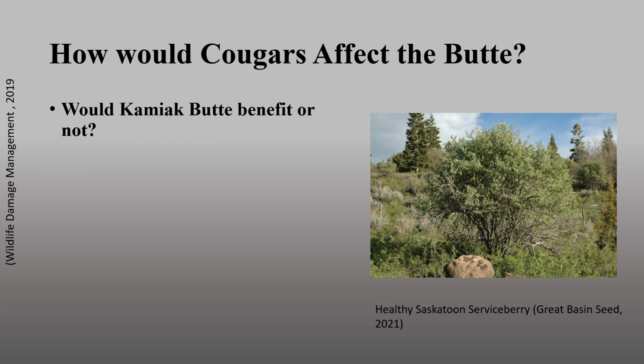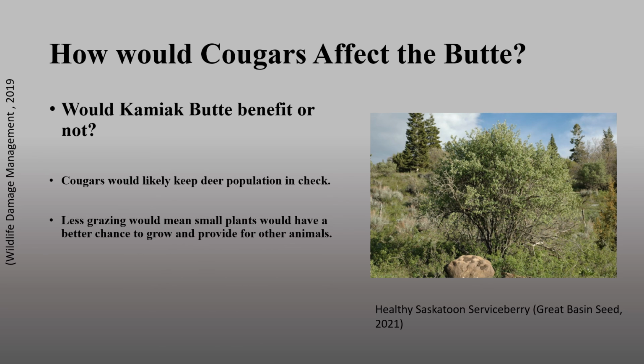So would Kamiak Butte's ecosystem benefit from cougars living there or not? I believe that in summary, yes, it would. This is mainly due to the cougar's ability to keep deer populations at a healthy level. By doing this, many small trees and shrubs, such as the Saskatoon serviceberry, would grow to be much larger because of the reduced grazing of the deer and provide more habitat for smaller animals and in turn benefit other predators of those animals such as hawks and owls. I believe that cougars living on Kamiak Butte would cause the ecosystem to return to a more natural and balanced state.